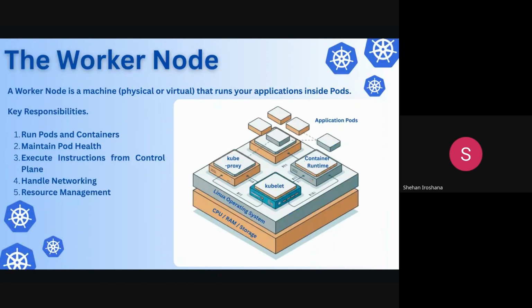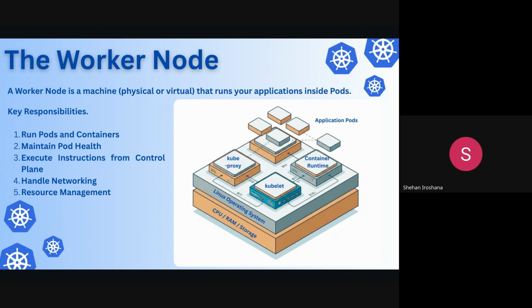A worker node is a machine that actually runs our application. This can be a physical server or a virtual machine. When the control plane assigns a pod to a node, this is where it runs. On the worker node, we have a few important components: the kubelet, kube-proxy, and container runtime. The node also manages resources like CPU, memory, and storage, and handles networking for the pods running on it. So, in simple terms, the control plane decides, the worker node executes.